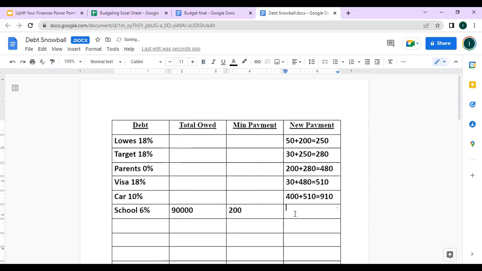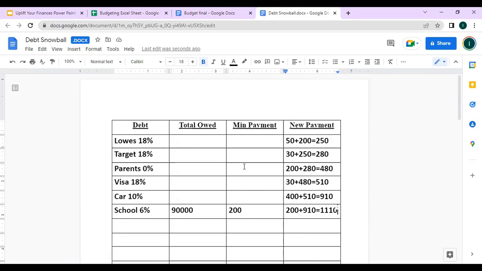Then he's going to take the 910 and add it to the 200, which equals $1,110. Then he's going to use this $1,110 to pay off the $90,000. And then once he's done paying off the $90,000, he's going to have $1,110 to use for investing, for paying off debt, and for saving for an emergency.